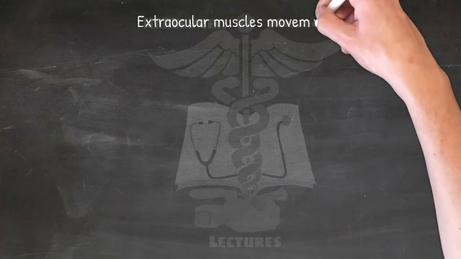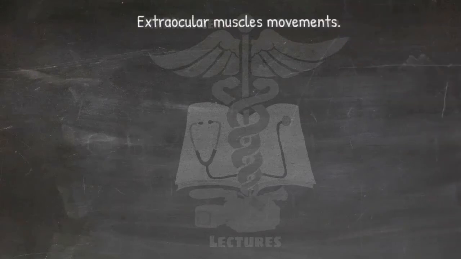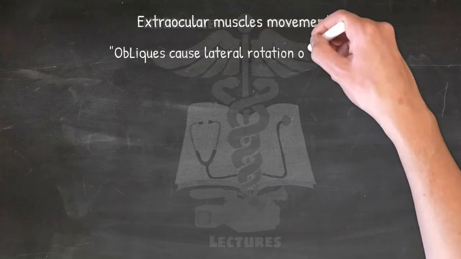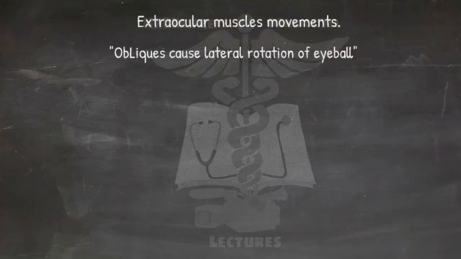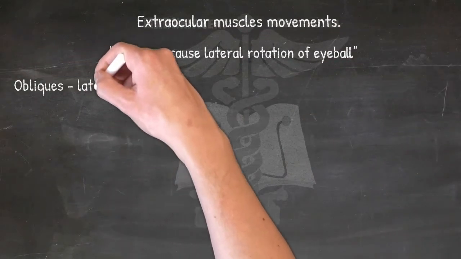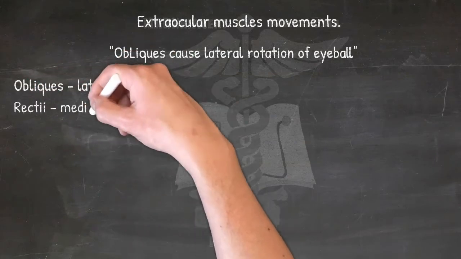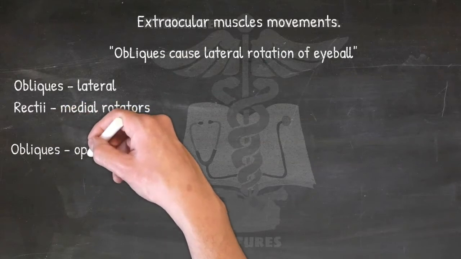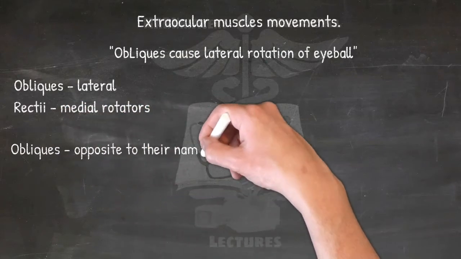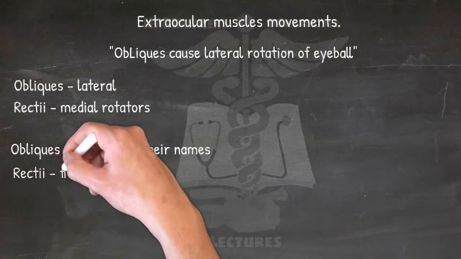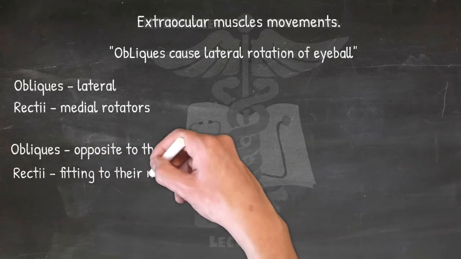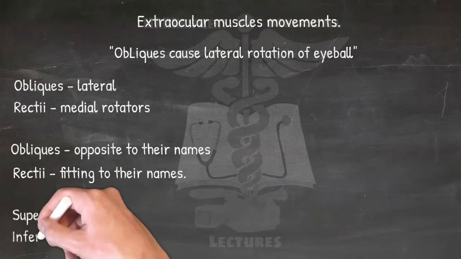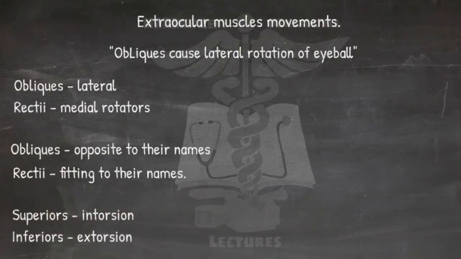Extraocular muscles movements. Obliques cause lateral rotation of the eyeball, all other recti are medial rotators of the eyeball. Action of the obliques is opposite to their names. Action of the recti is rightly fitting to their names. Both superiors cause intorsion and both inferiors cause extorsion.